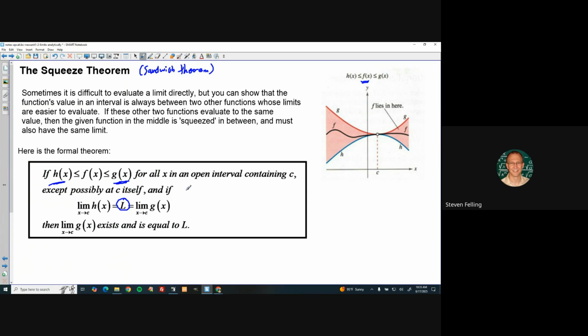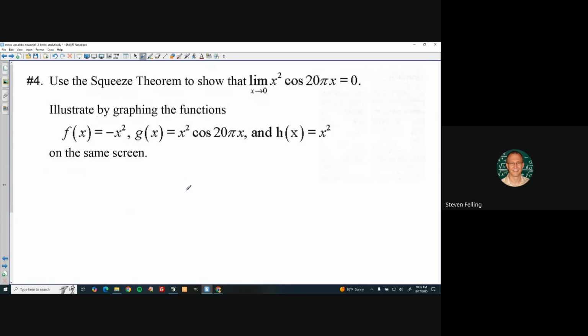Right, so I'm going to show one example of this. We don't use this very frequently, and I don't know that I've ever seen it on an AP exam, but good to know. Use the squeeze theorem to show that the limit as x approaches 0 of x squared times cosine of 20 pi x is equal to 0. Illustrate by graphing the functions on the same screen.